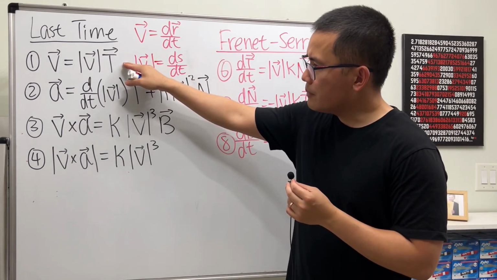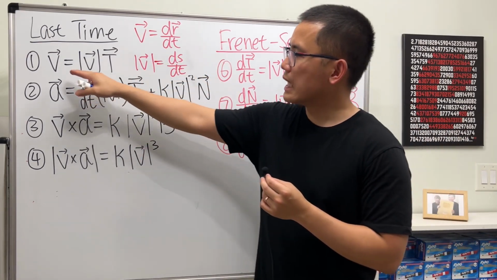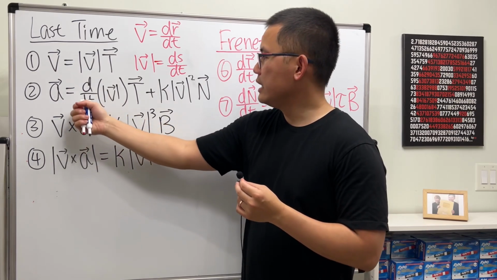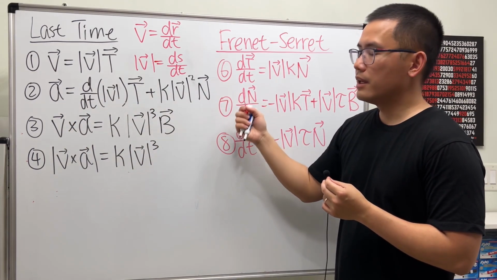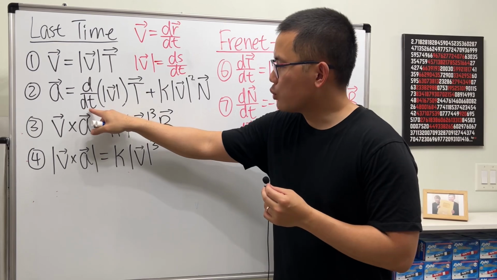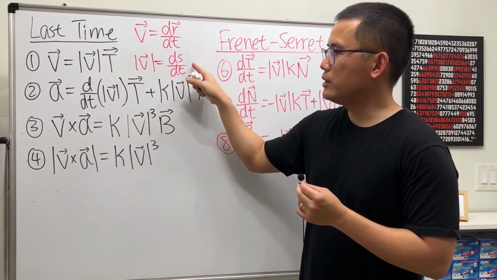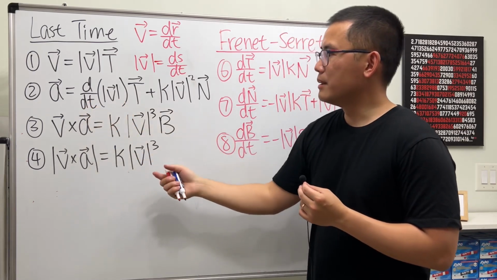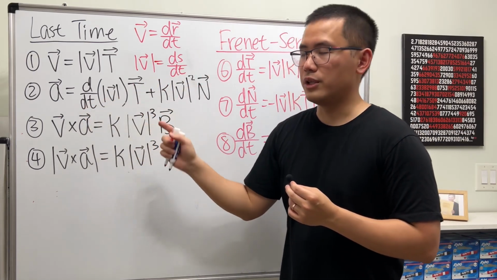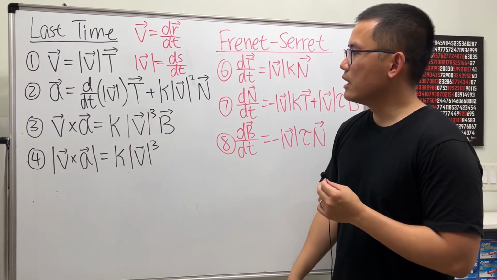And then from here, we differentiate it again. That's how we end up with the acceleration, and then we end up with this equation. And notice the derivative of the speed, you can write it as d2s dt2. Well, just keep it like this.